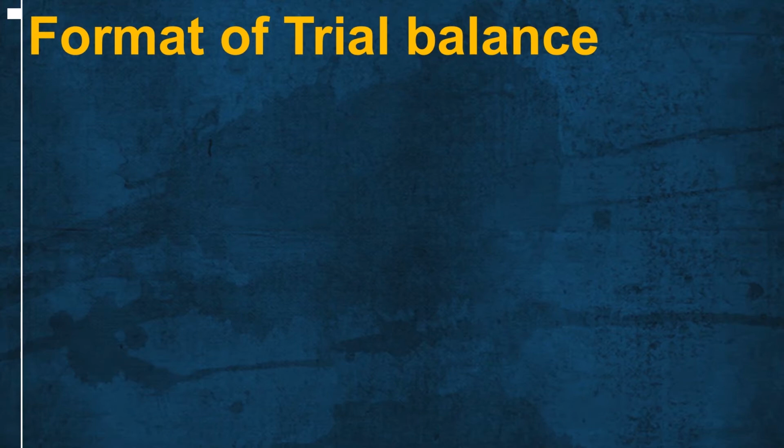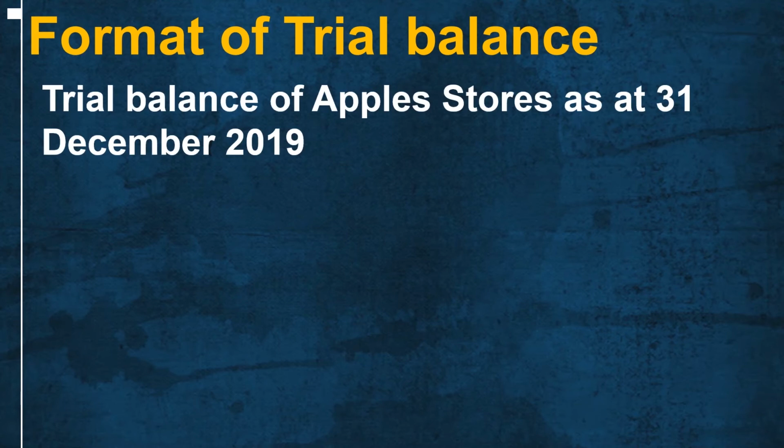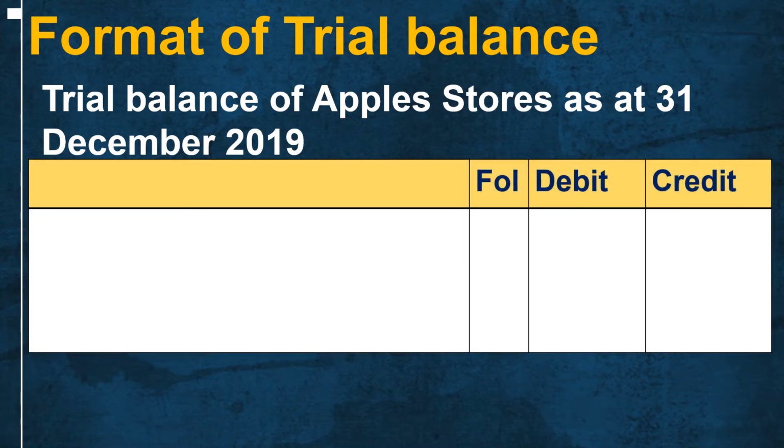Let us look at the format of the trial balance. Always start the trial balance with a heading. For example, trial balance of Apple stores as at 31st December 2019. The trial balance consists of the following columns, namely the folio column, the debit column, as well as the credit column.